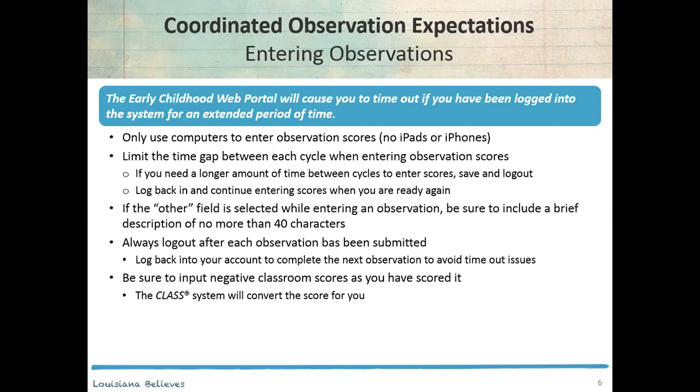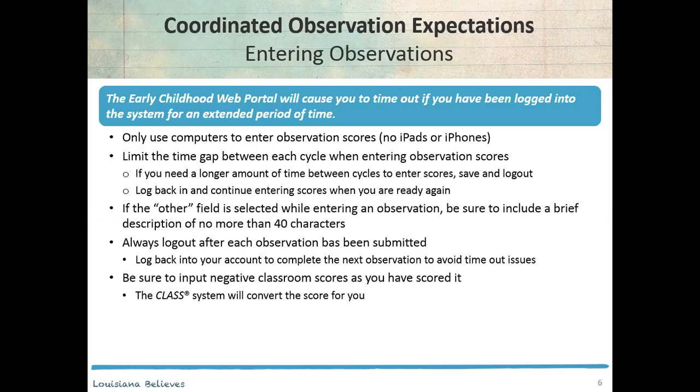First and foremost, when you're using the portal, plan to use a computer, like a laptop or a desktop. Try not to use it on an iPhone or a tablet. It is not formatted for that, and you'll have a lot of user errors and headaches. Try to limit the amount of time between each cycle when you're entering observation scores. If you need a longer amount of time between two cycles, you can always just save and log out. When you log back in, you can pick right up where you left off and you don't lose anything that way.